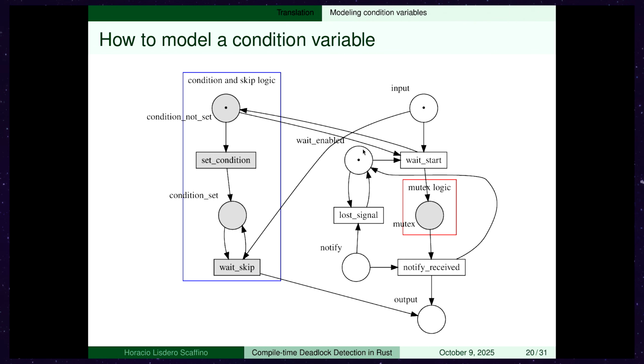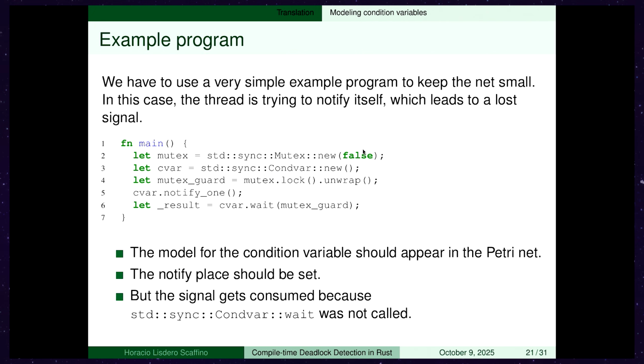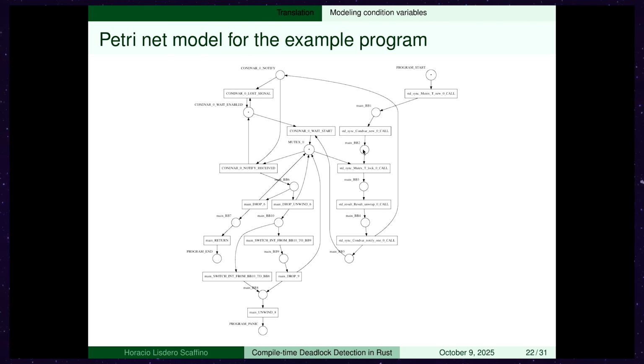If instead you didn't call wait, but you call notify, the lost signal transition here can fire, consume the token in notify, and set again the token in wait enabled. This is a lost signal. So by using this model, I can detect lost signals in the Rust source code. We can have a look at a very small program, also for representation reasons. We will lock the condition, we will call notify with the same thread, and yeah, it will not work, of course.